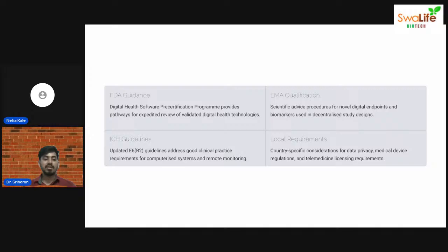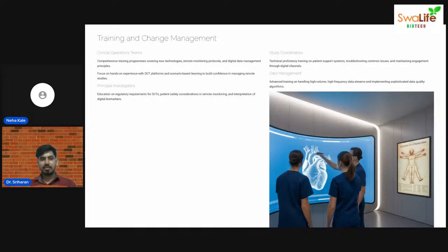For example, data security: the US has different laws, India has different laws. Likewise, we want to comply with their laws. Training and change management, yes, clinical operations. It should be a collab team.